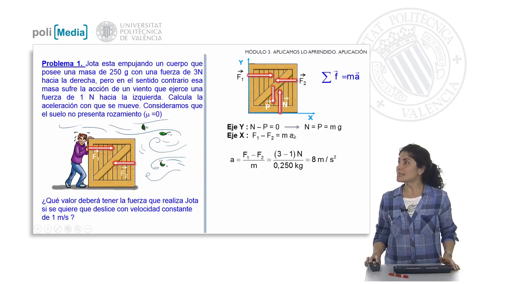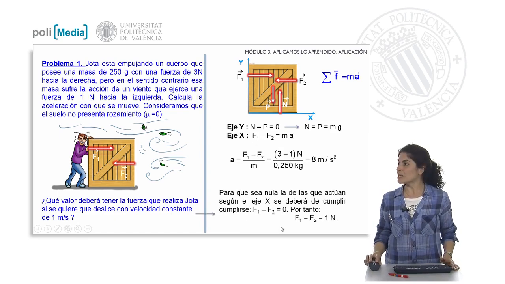If the acceleration has to be 0, we will have the identity of forces F sub 1 equal to F sub 2. Imposing it, we will be left that F sub 1 must then be equal to the force sub 2, equal to 1 newton. We have with this located the approach that we are going to follow and that we are going to repeat in the rest of exercises.